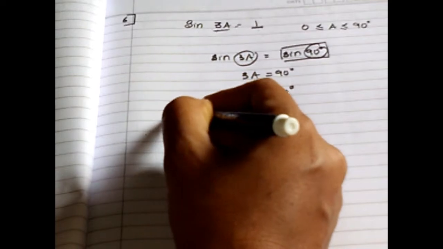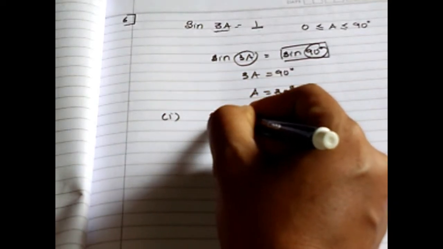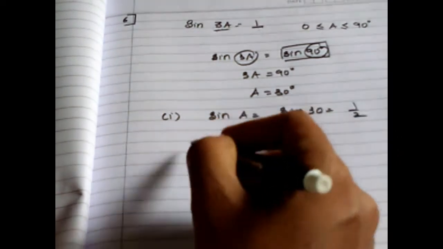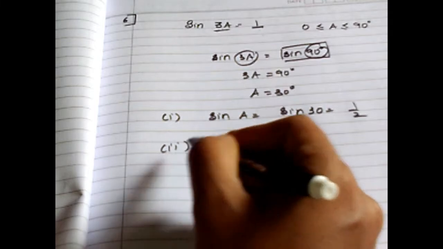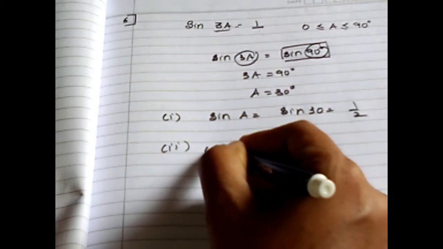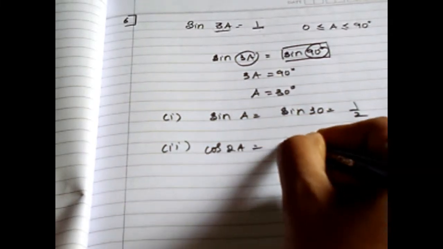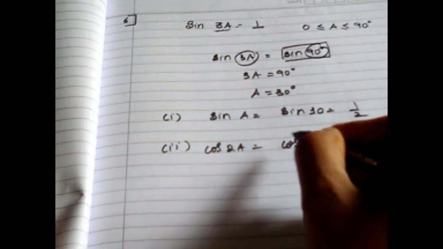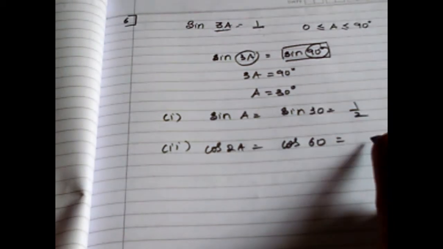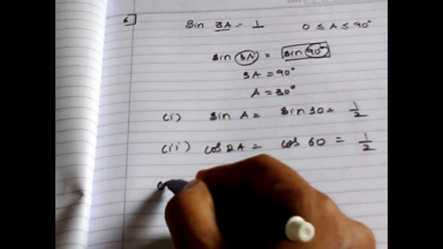Now what is sub question 1? Sub question 1 is to calculate sin A, that is equal to sin 30. Its value is equal to 1 by 2. Sub question 2 is cos 2A, that is nothing but equal to cos 60. 2 into 30 is 60. Cos 60 is 1 by 2.